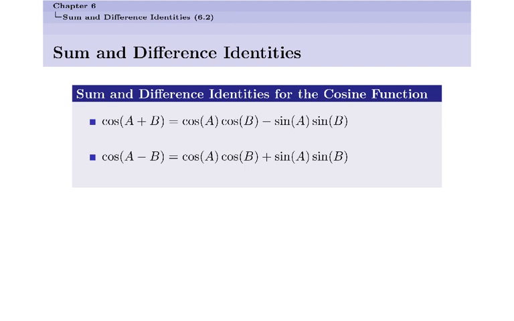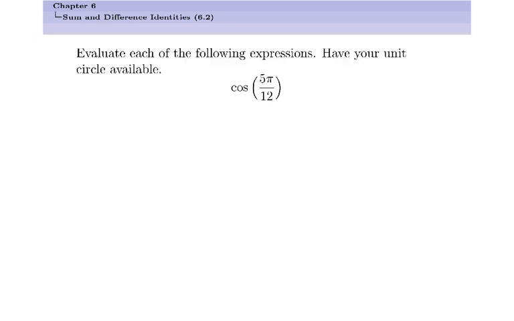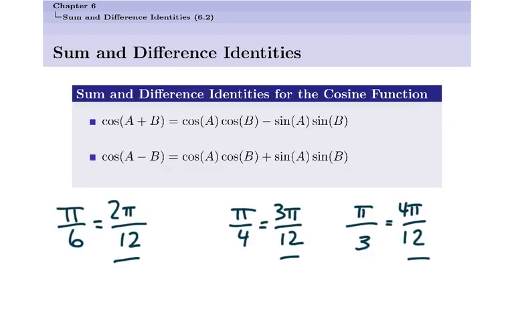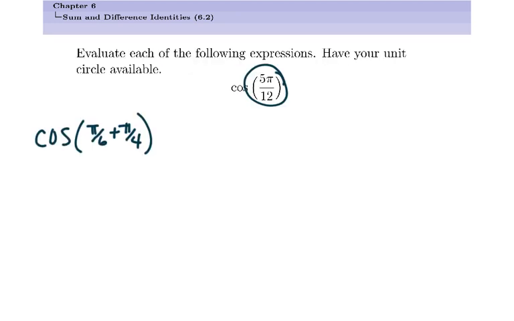Now we're going to practice using the cosine sum and difference identities. Remember, when you're trying to use the sum and difference identities, you're adding and subtracting fractions, so it really helps if you have a common denominator. So if I'm looking for cosine of 5 pi over 12, most students would choose to add these two values together, which means they're going to add pi over 6 plus pi over 4. So I'd be using this top equation here.